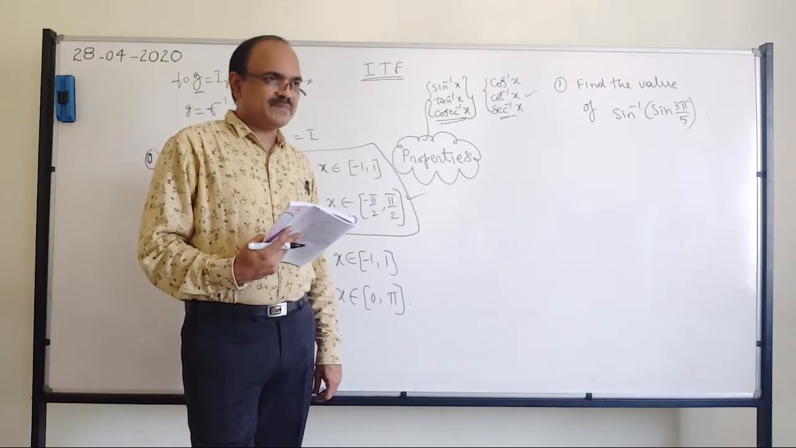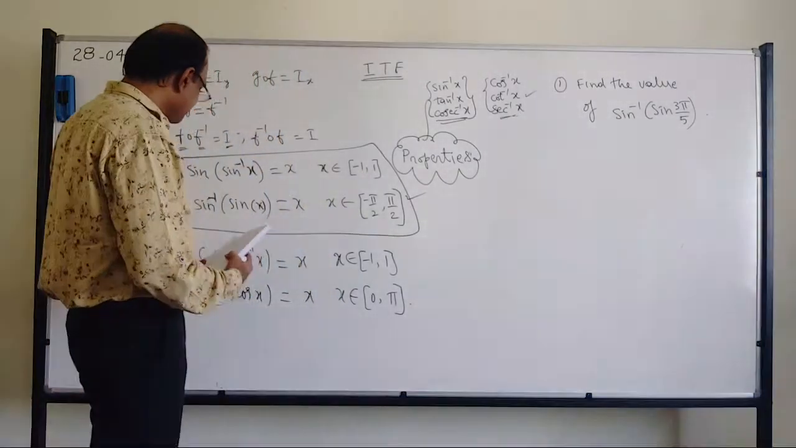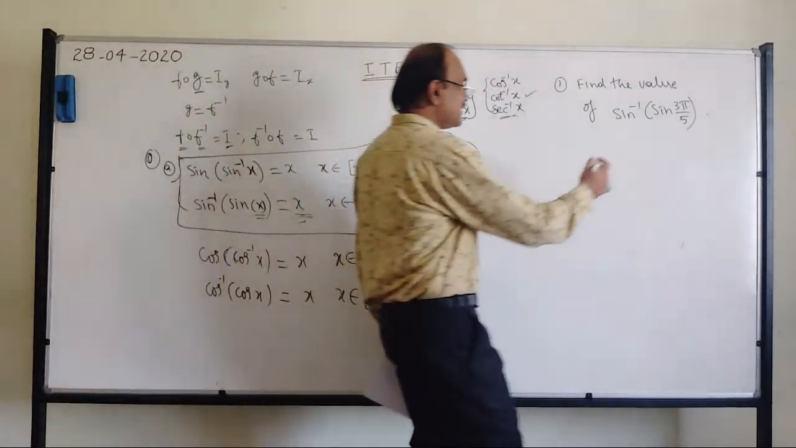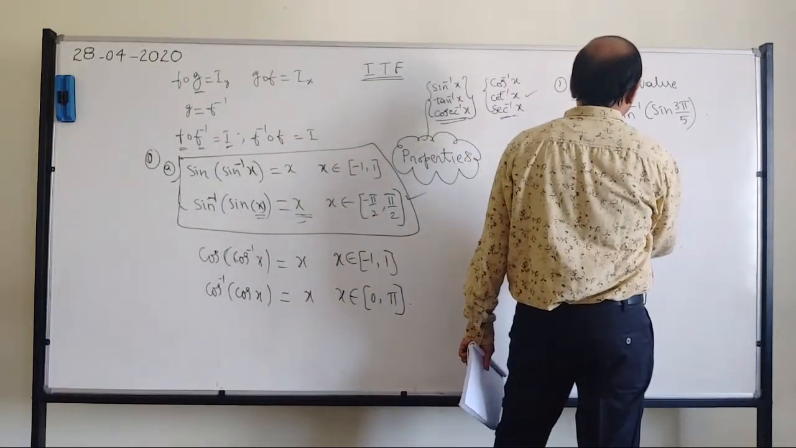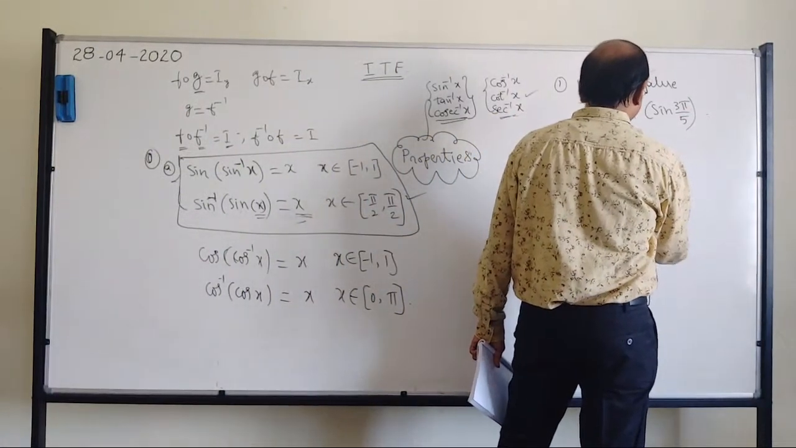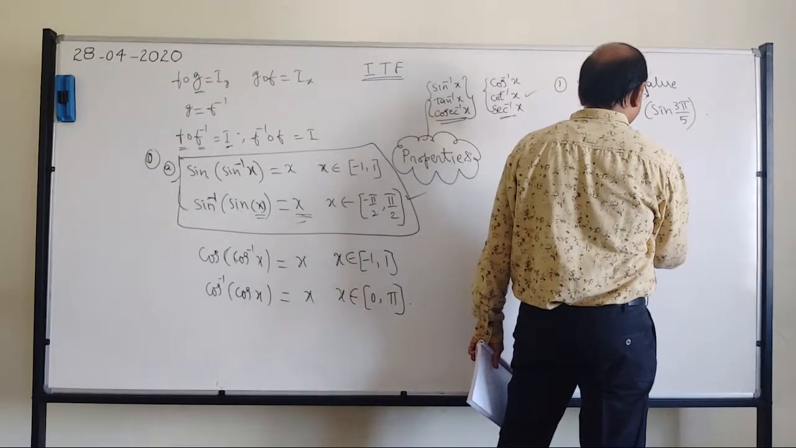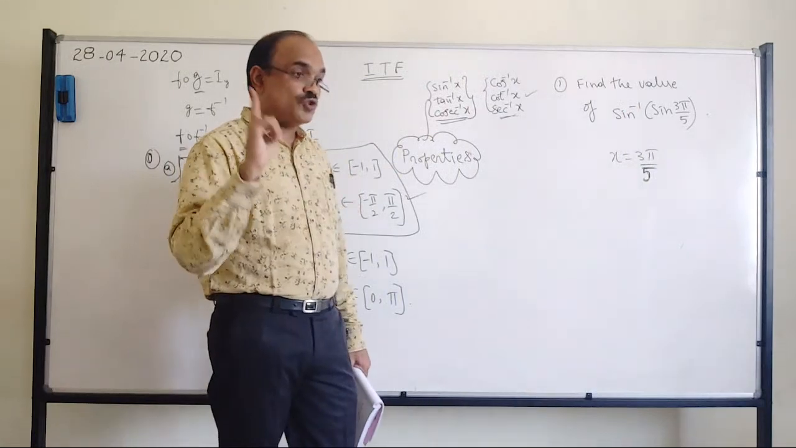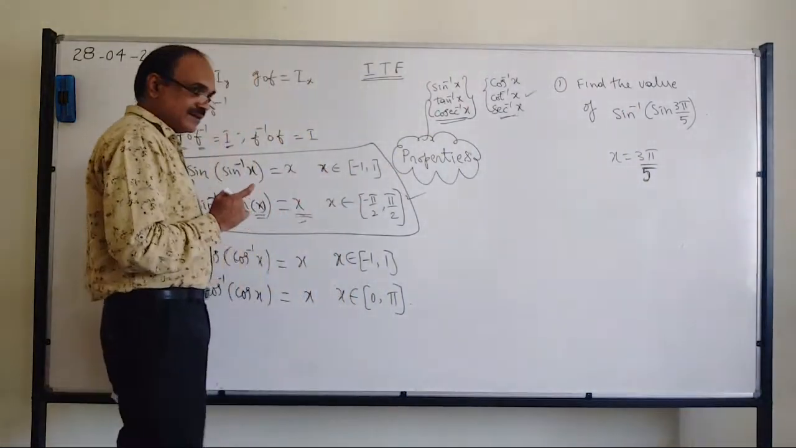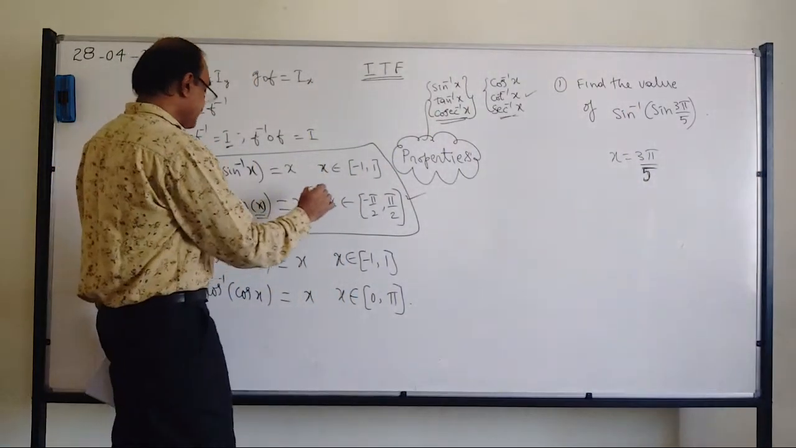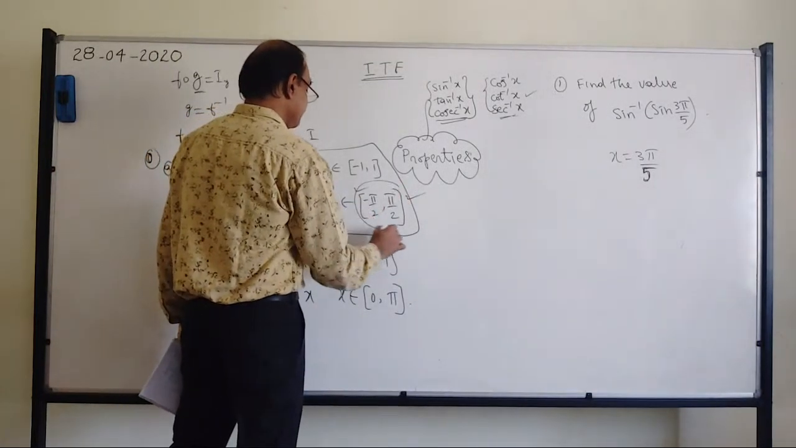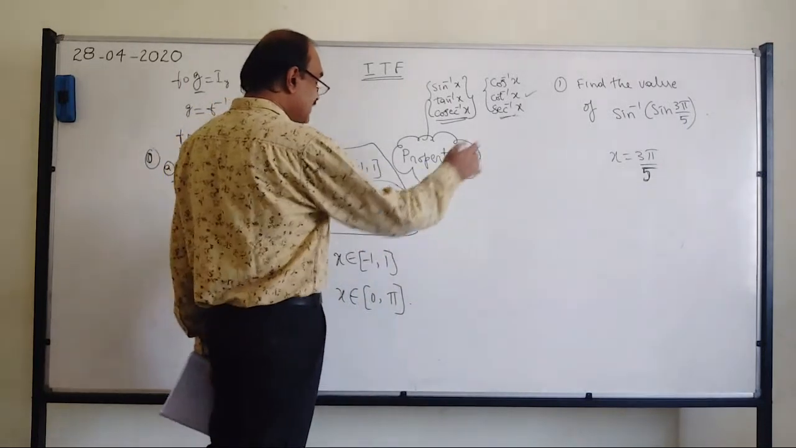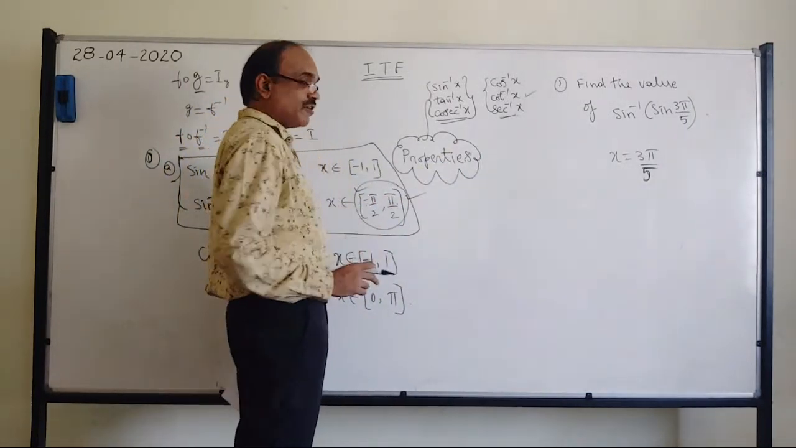Why? Can somebody tell me why it is 2 pi by 5? You see here, sine inverse of sine x is x. So here in place of x you have got 3 pi by 5. So x equals 3 pi by 5, right? Why is it 2 pi by 5? Once you write this, you must check that x is an angle which should belong to minus pi by 2 to plus pi by 2. So you have to check whether it is within this range or not.